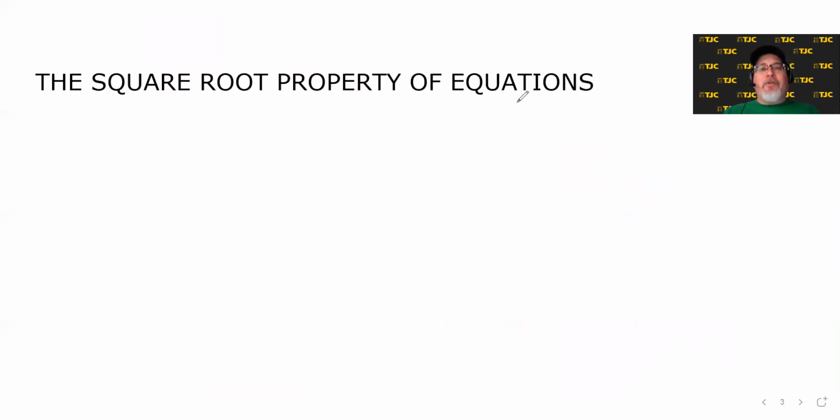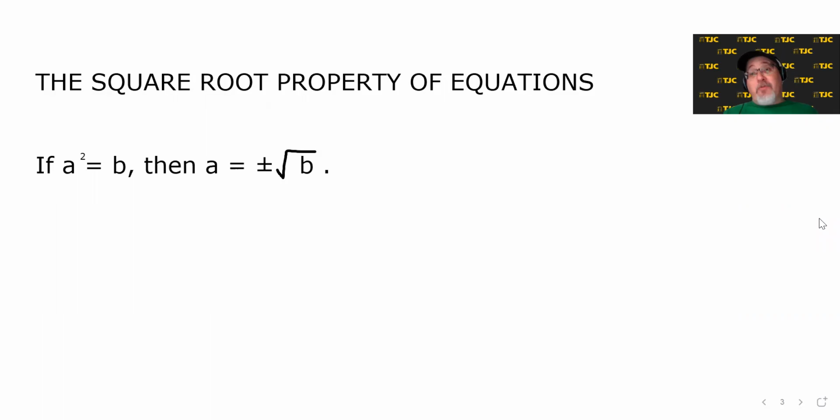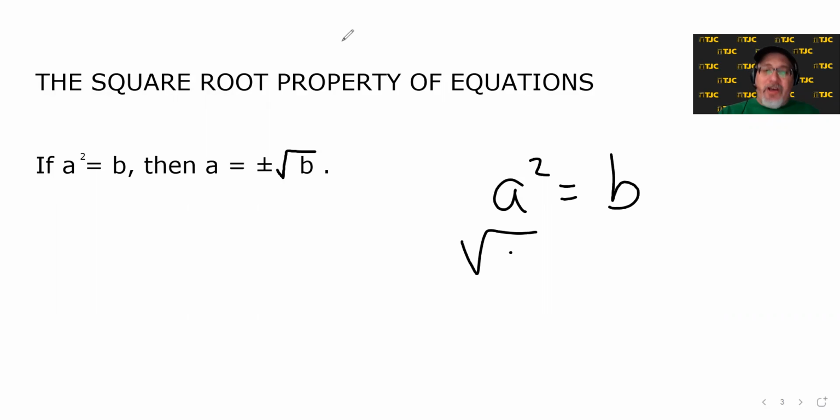The square root property of equations is actually really simple. All it says is this: if a squared equals b, then a equals plus or minus the square root of b. Now, you can memorize all that if you want to. It's the square root property of equations. But think of it as, what if I was trying to solve a squared equals b, whatever b is, for a? Well, I could just break out the square root on both sides, and that would cancel the square.